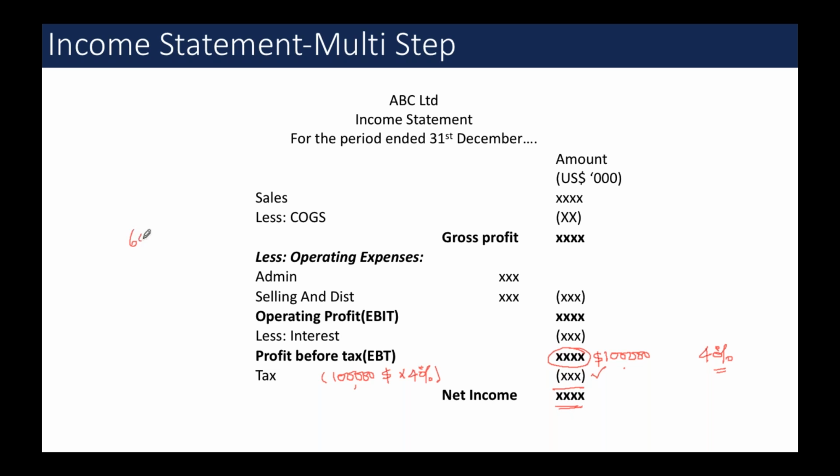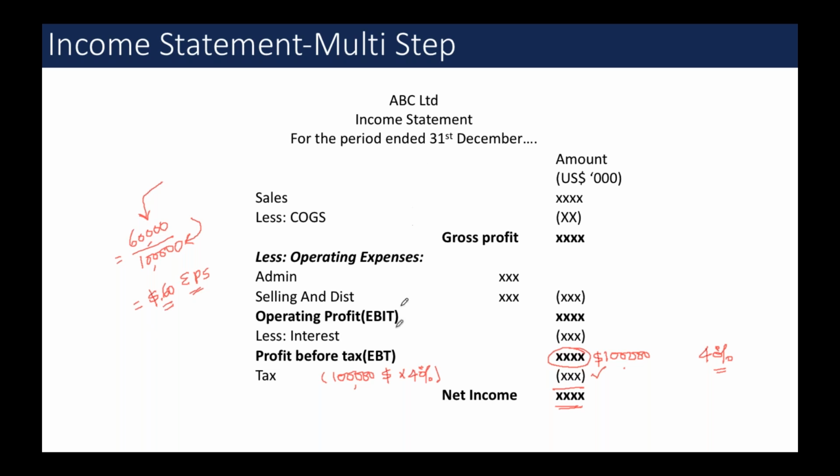This 60,000 is to be shared among the shareholders who invested in this company. Say for example, we have 10,000 shareholders. Each shareholder's share of profit is $6. This is called EPS, earnings per share. If you have 100,000 shareholders, then it is going to be 60 cents. Earnings per share is 60 cents. So the number of shares is the denominator, net profit is the numerator to calculate EPS.